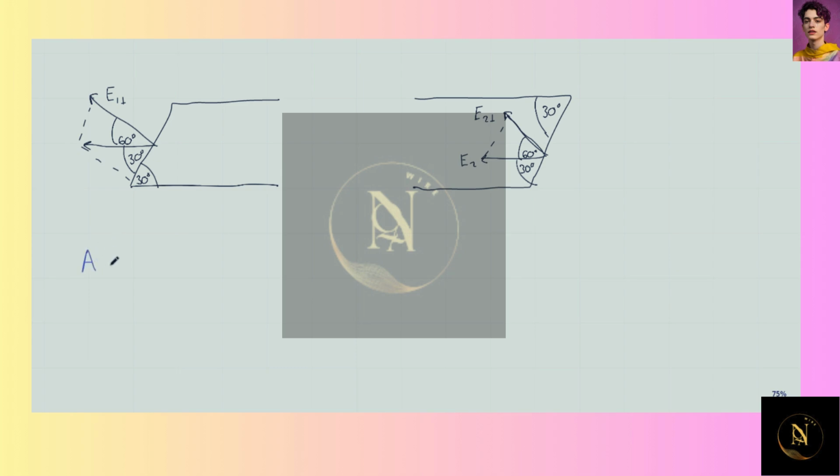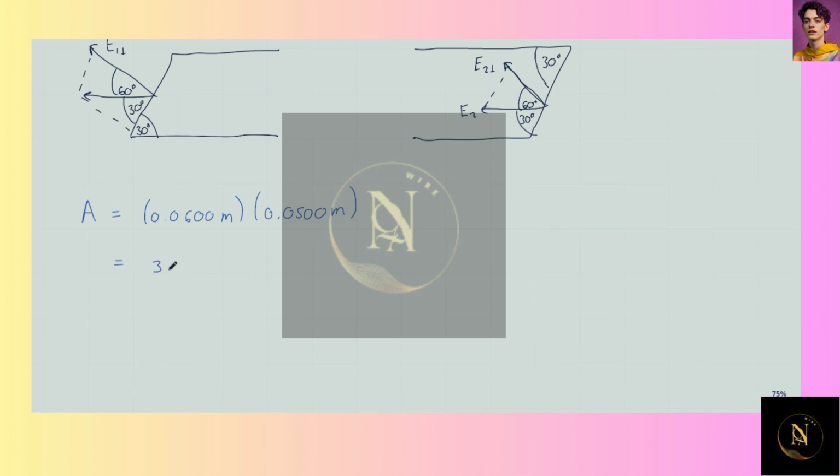Now we know that for the first surface on the left-hand side, we have the area A equal to 0.06 meters times 0.05 meters, which gives a surface area of 3 times 10 to the minus 3 meters squared.